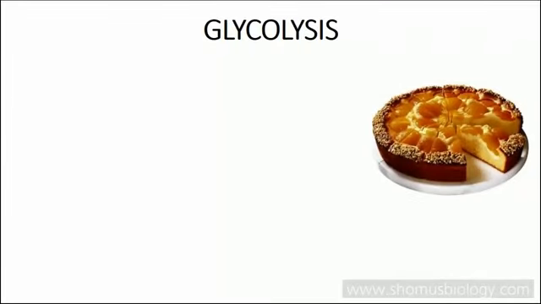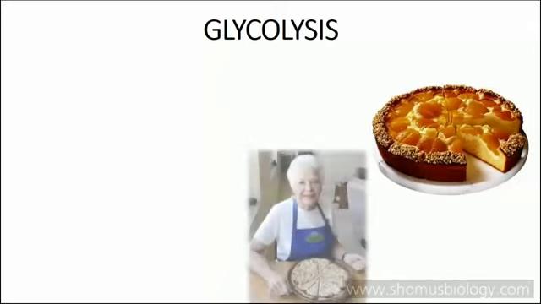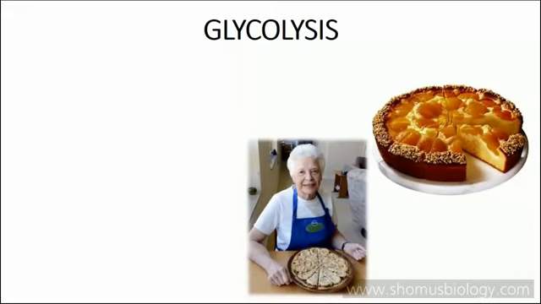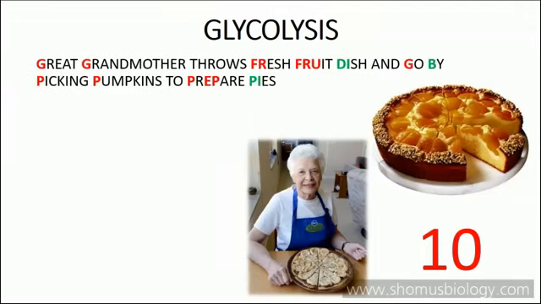So the first part that I'm going to talk about is the steps on all the other intermediates of the glycolysis, and for that you need to know your great-grandmother, a pie, and the number 10. Why 10? Because it carries 10 separate intermediates. So let's begin to know the acronym and actually the mnemonic.